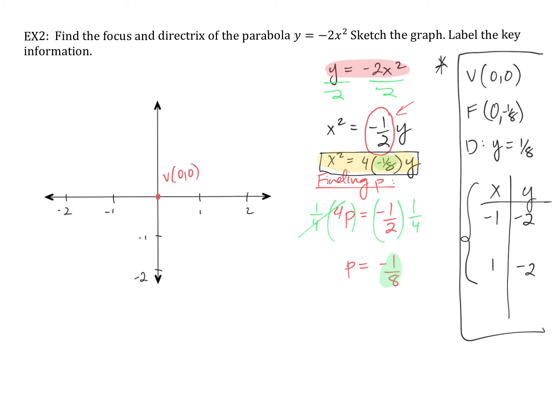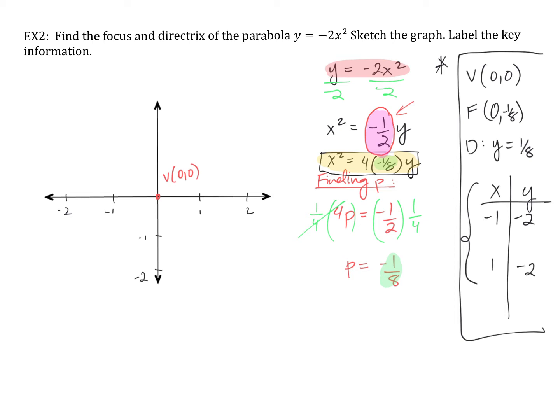Ooh, my question here, does our parabola open up or down? The answer is the parabola opens down. How did I know that? Well, my p-value was a negative, which means my parabola opens downwards. Okay, so let's go ahead and keep working with this.